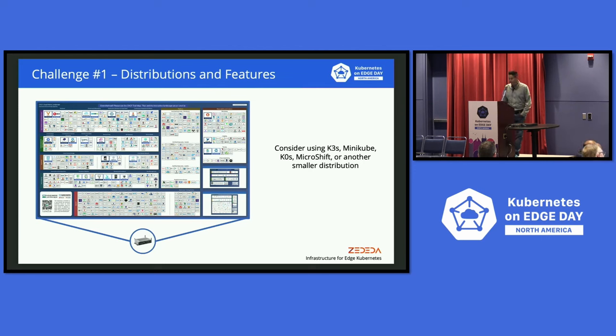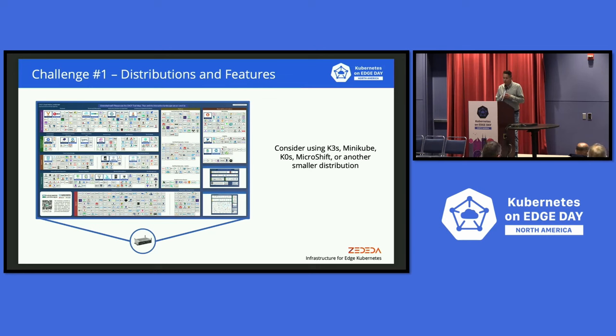So, fortunately, there's been a lot of work done around smaller distributions. We heard Red Hat this morning talking about MicroShift. There's K3S, Minikube, K0S. I'm sure there's many that I'm missing. But there are a number of distributions that you can leverage which will really help with this.